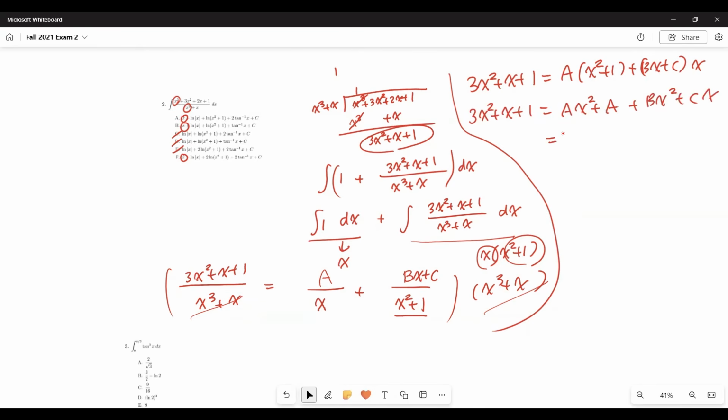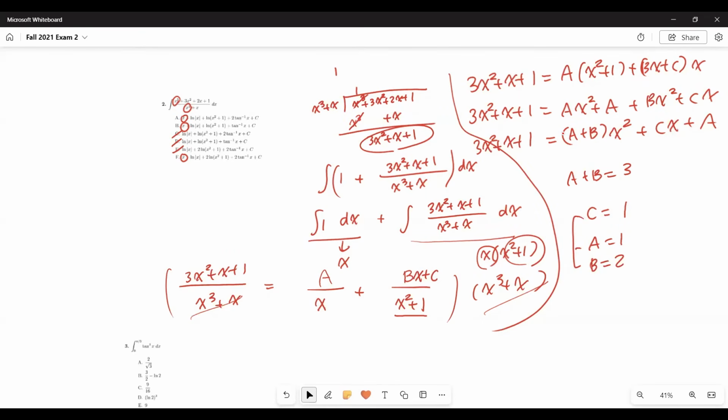And we can group a plus b with x squared, and then we can just leave the rest, cx plus a. The same as 3x squared plus x plus 1, meaning a plus b has to be 3, and c has to be 1, and a has to be 1. If a is 1, then b will be just 2, right? So we found all those values for the coefficients.